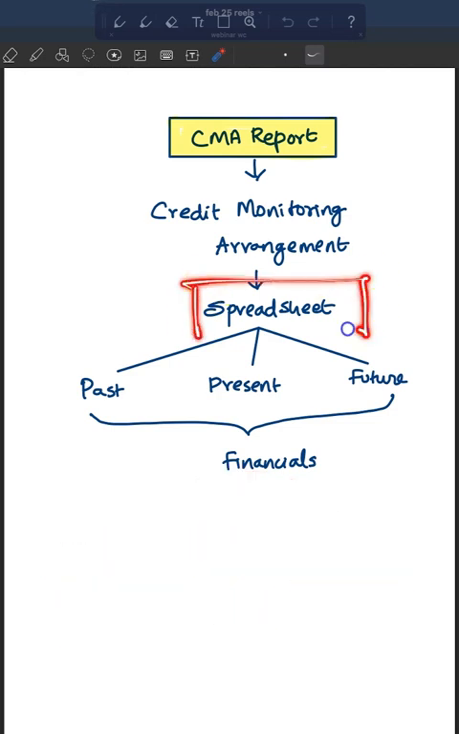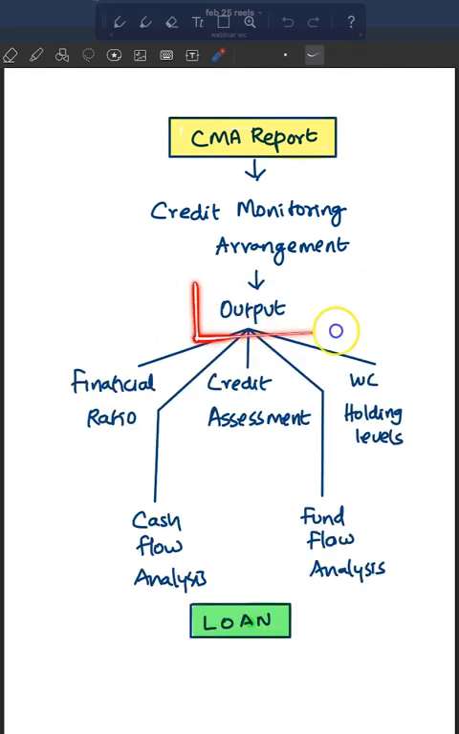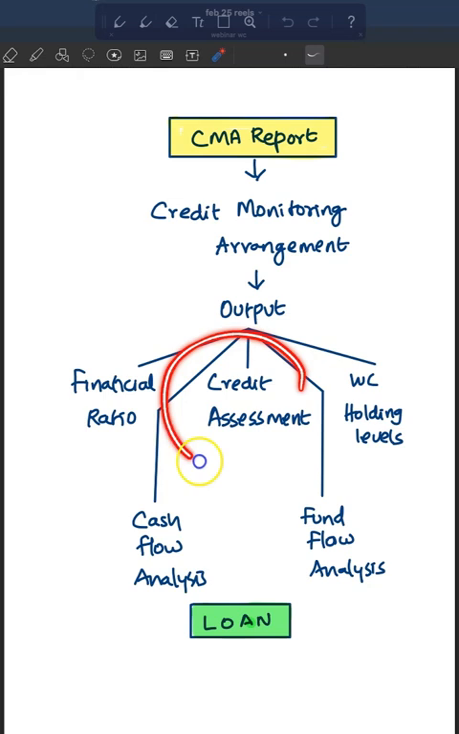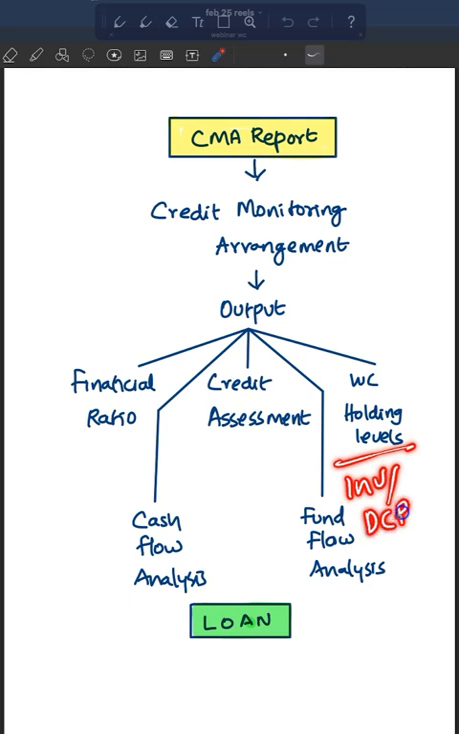The beauty of this CMA spreadsheet is it will generate various outputs. That is, it will calculate all the financial ratios. It will generate cash flow statement. It will assess the credit requirements. It will generate fund flow statement for analysis, and it will also generate all the working capital holding levels, basically inventory holding level, debtors collection period, creditors payment period. So it acts as a great tool, or we can say this is the financial modeling done for loan purposes.